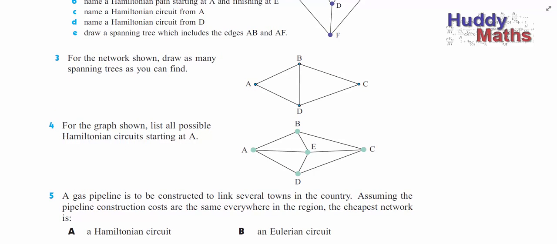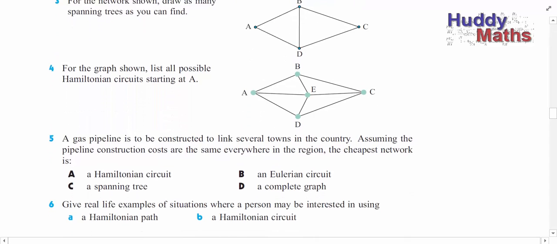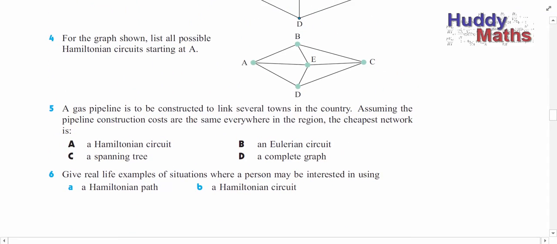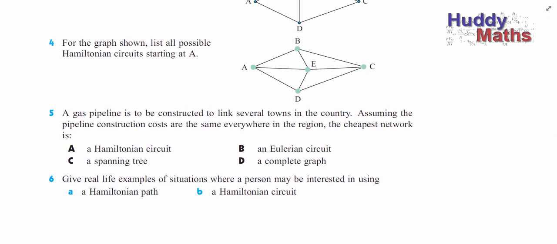Spanning trees, Hamiltonian circuits. Remember what they are. A circuit starts and ends at the same point and visits each one only once, so no backtracking. Okay, 5 and 6. We'll just leave those answers there for the minute. See if you can think through those.